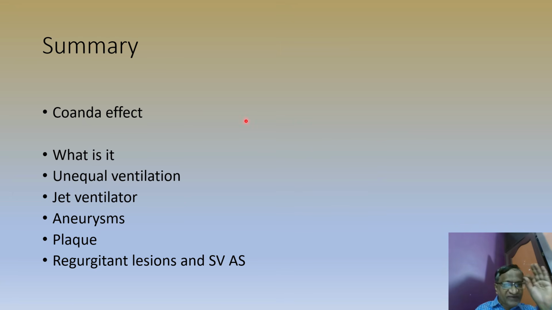So what is the Coanda effect? To summarize, when there is a bulge or an obstruction, the jet goes along it and deflects that way. Clinical examples are unequal ventilation, jet ventilators, bronchoscopes, aneurysms, plaques, and supravalvular aortic stenosis. In mitral regurgitation, the severity will appear less because of the eccentric jet. Ventrain is not exactly the Coanda effect. I will discuss this in a different video.